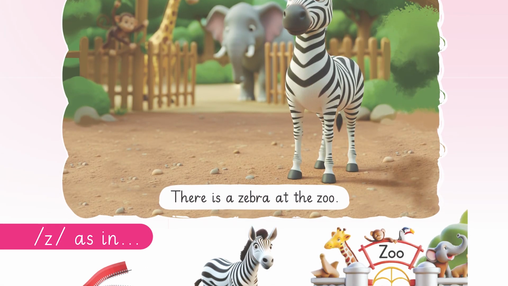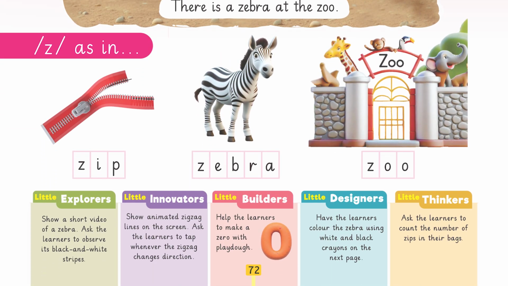There are some more words starting with this letter: zip. As you all know, our bags have zips, our jackets have zips, right? We use it to open and close something. Then zebra, here again the black and white striped animal. And here is the zoo.